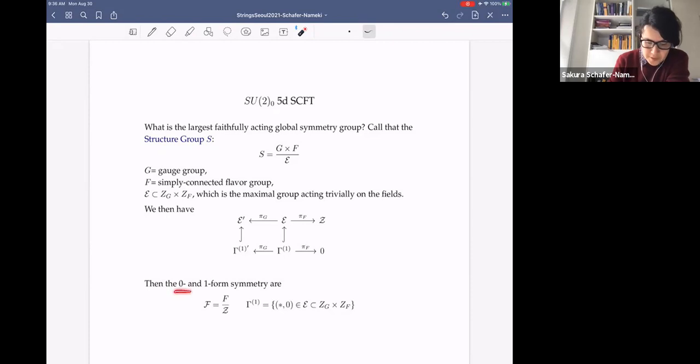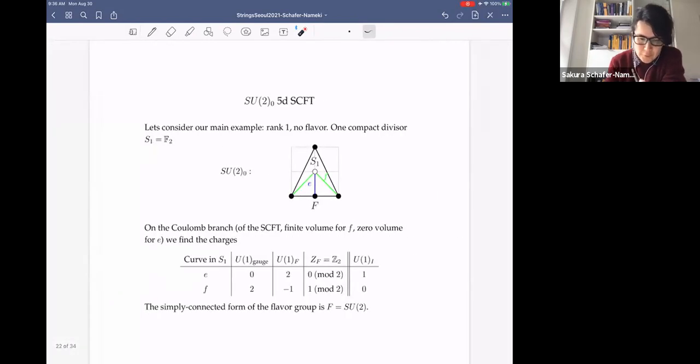So then the one form and zero form symmetries are simply F modulo Z. That's a projection of this group E onto the flavor part. And the one form symmetry is just all the elements of the form something non-trivial comma zero. They're generated by that. Okay. So for SU2 zeros, I promise we'll look at this in just the simplest possible case.